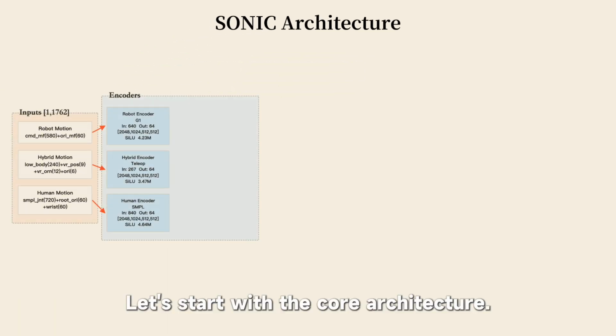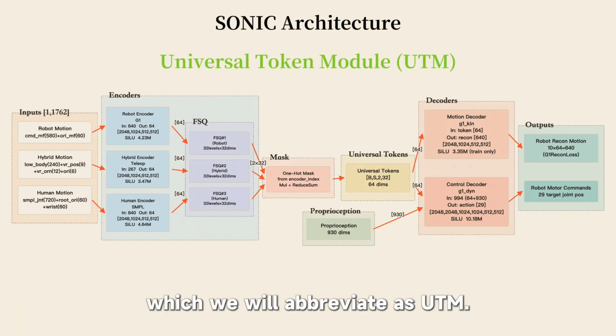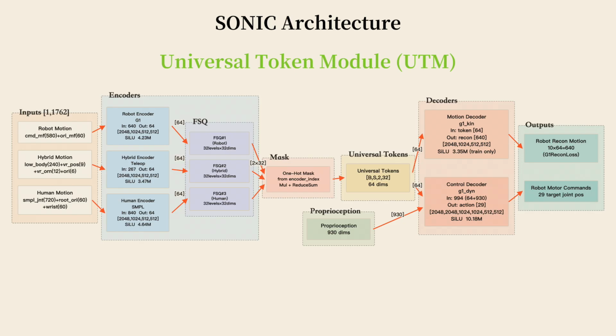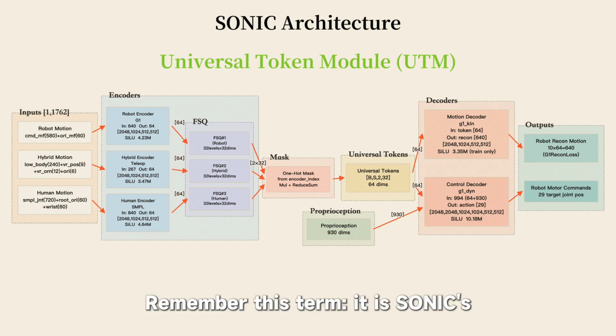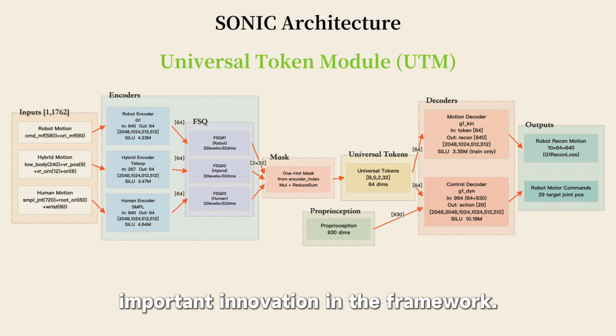Let's start with the core architecture. The architecture on screen is called the Universal Token Module, which we will abbreviate as UTM. Remember this term, it is SONIC's neural network backbone and the most important innovation in the framework.